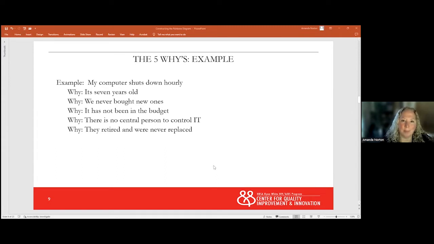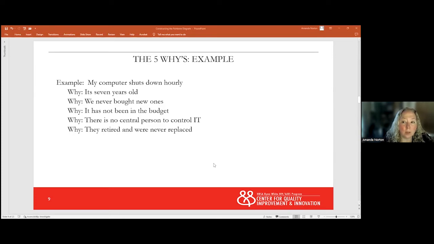Well, why does that happen? Well, because my computer is 7 years old. Why is your computer 7 years old, you may ask? Because we never bought new ones. Why didn't we buy new ones in the 7 years that we've had? If we think of technology, a 7-year-old computer is basically like saying dinosaurs might still exist.